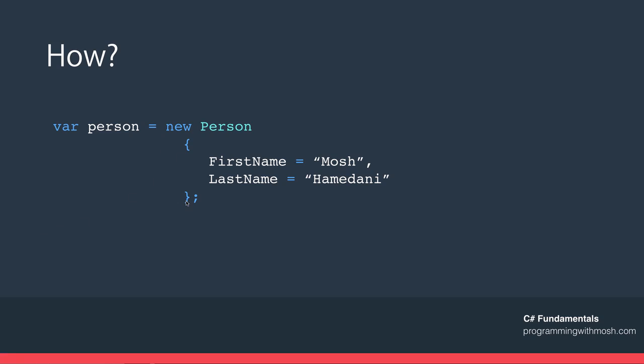Note these curly braces here. I'm not calling one of the constructors of the person class. This syntax you see here is what we call object initialization syntax. So basically you specify the name of properties and assign them some initial value. Note that behind the scene, when you initialize an object like this, the default or parameterless constructor is going to be called, and then any properties you set here are going to be initialized.